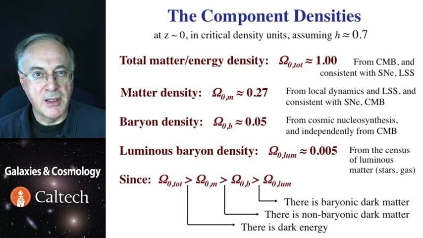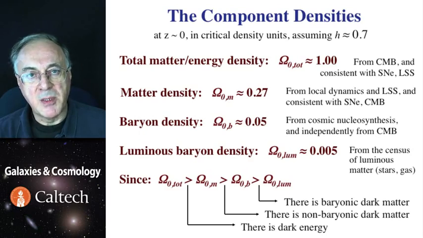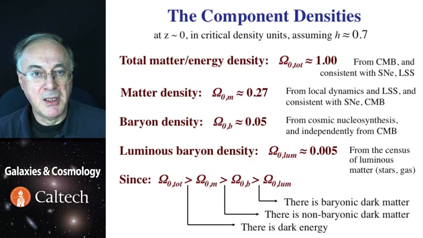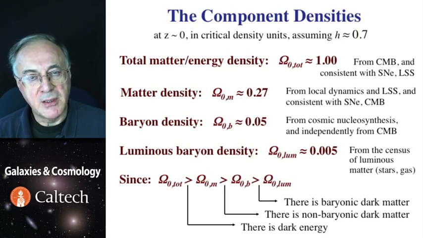Because 0.5% is less than 5%, there must be some sort of hidden or missing baryonic matter. Because 5% is less than 27%, there has to be some kind of non-baryonic dark matter. And because 27% is less than 1, there has to be a dark energy.